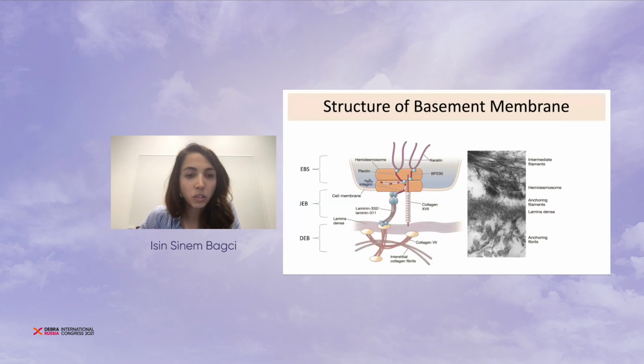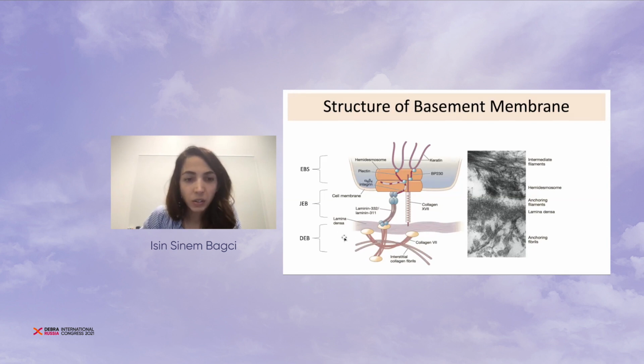The common pathology in EB is a defect in attachment of basal keratinocytes to dermis, which leads to a separation in different levels of skin. Here, basal keratinocytes and basement membrane are shown in a schematic and immunoelectron microscopic image. The separation can occur within the basal keratinocyte if the proteins like keratin, BP230, or plectin are affected, and this results in EB simplex.